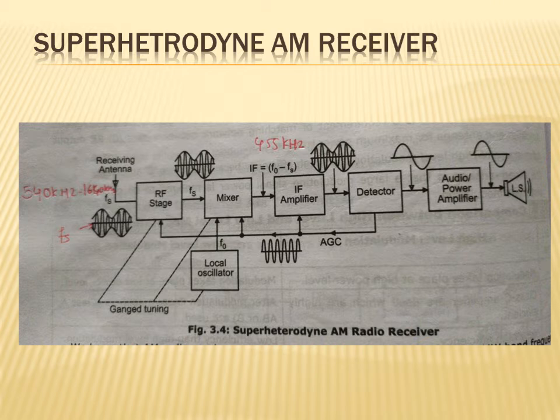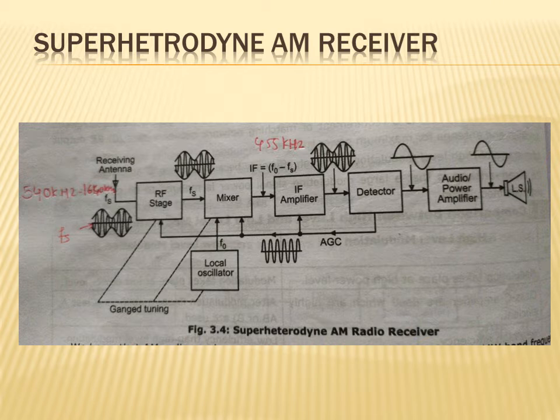This is the frequency range of AM signal, 540 kilohertz to 1640 kilohertz. Okay, next one, RF stage. It is used to select the specific, that is the wanted signal, and reject the unwanted signal, and it amplifies the signal. Then this signal is given to the mixer.